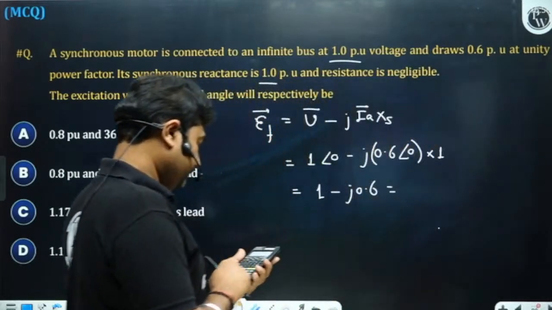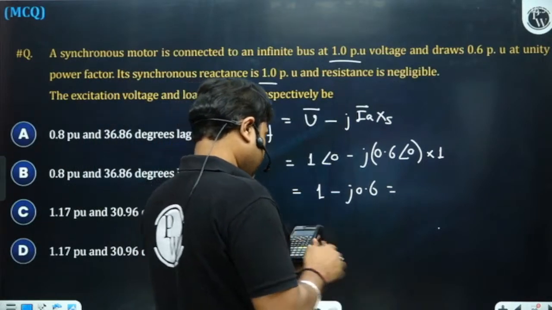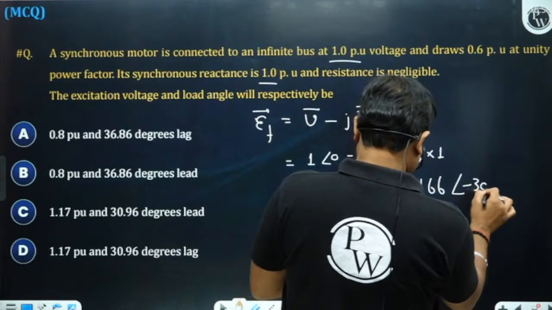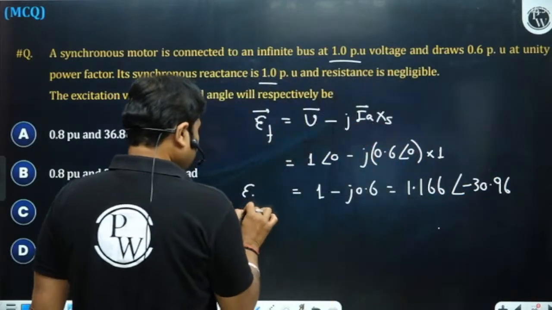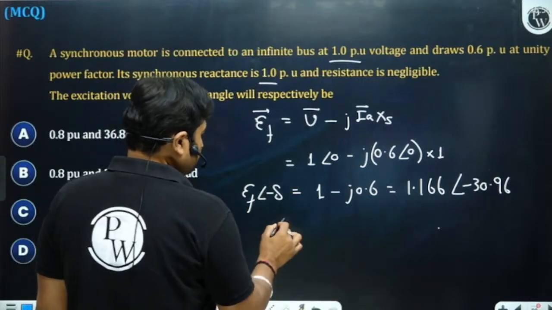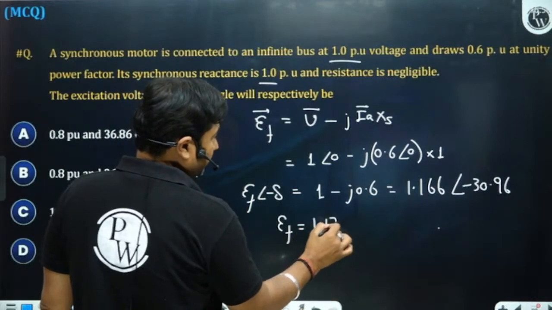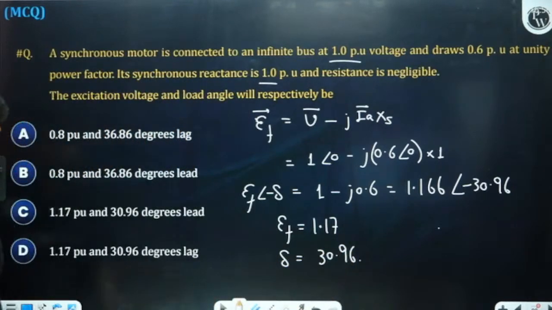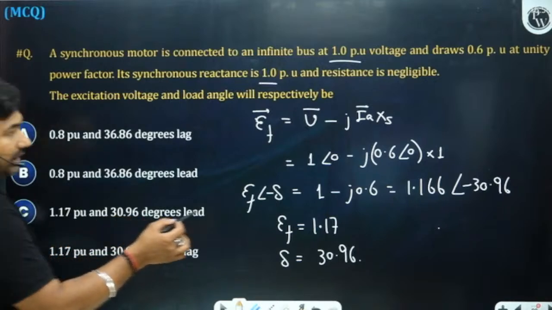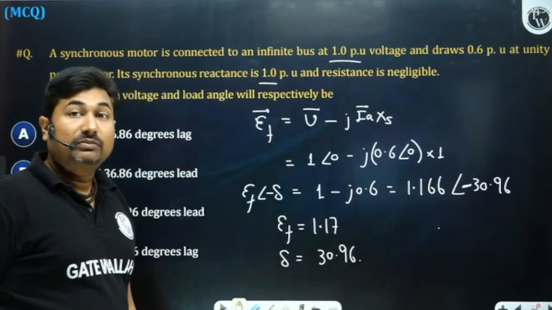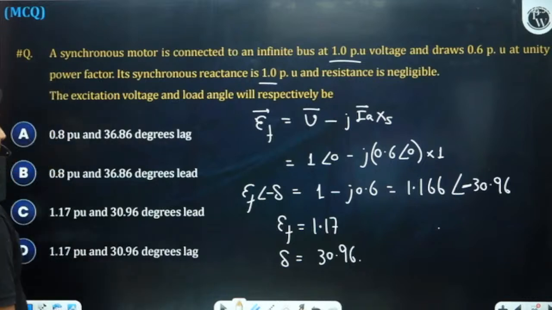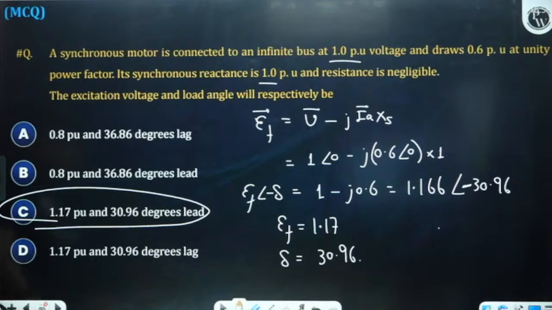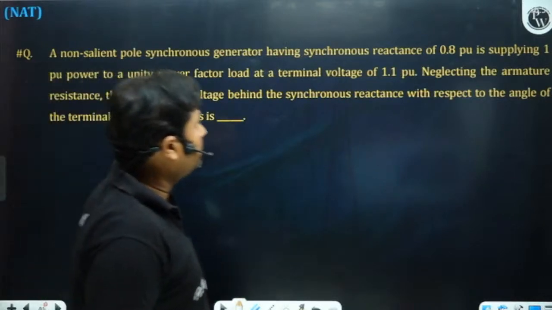this will become 1.166 at an angle of minus 30.96. EF at an angle minus delta. So EF excitation voltage is 1.17 and delta is 30.96. Of course, when we talk about delta, it's a lag. Negative angle is for the lag. EF is lagging from the terminal voltage by 30.96 degrees. So this will be the correct answer. Hoping you can easily do such kind of questions.